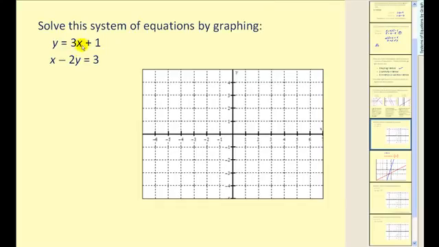We want to solve this system by graphing. So what we're going to do is graph the first line, graph the second line, and analyze the results. In order to graph this first line, it's in slope-intercept form. We have a y-intercept of positive 1. We have a slope of 3, or 3 over 1. So from the y-intercept, we'll go up 3 and right 1. So our line passes through these points.